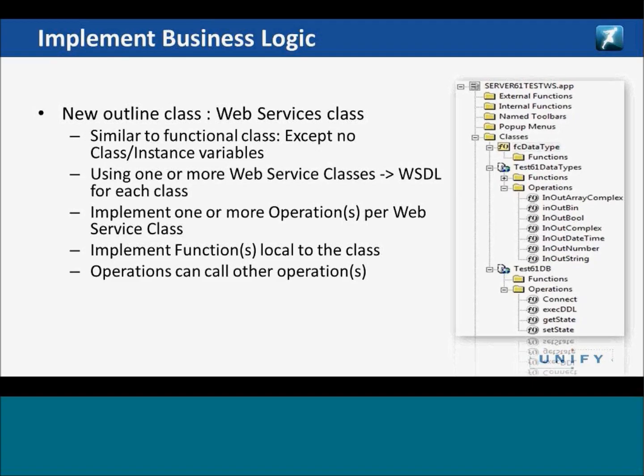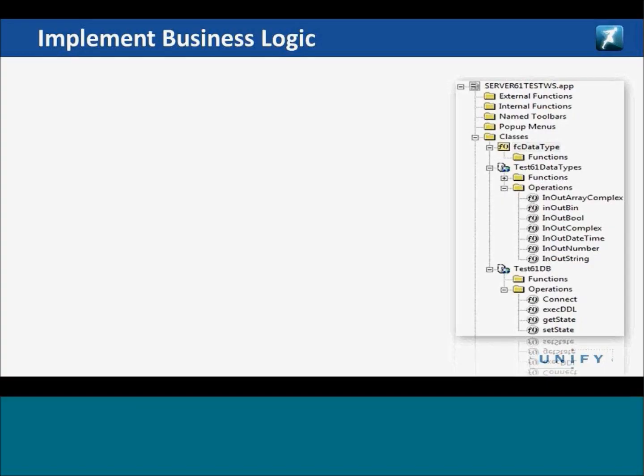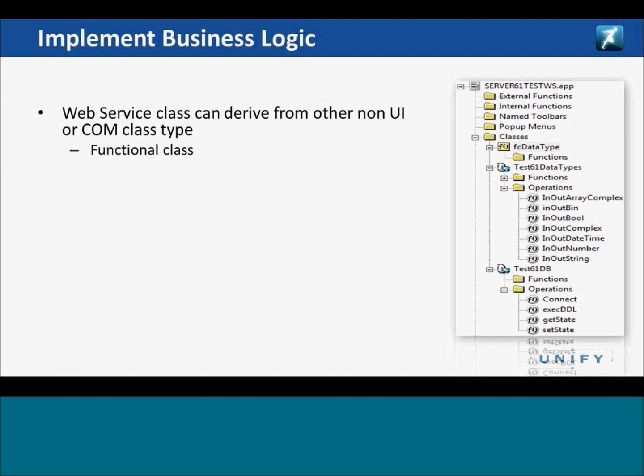Operations can, of course, call other operations. And operations can call functions local to the class or TD internal functions. So if you have internal global functions in your web service app, then you can, of course, call these from your web services. The web service class can derive from other non-UI or COM class types. It can derive from functional classes and other web service classes.